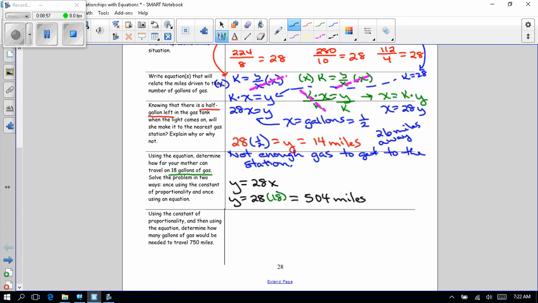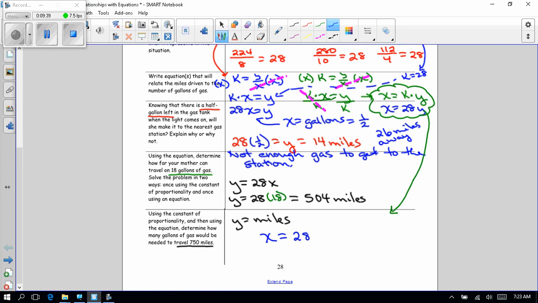Using the constant of proportionality and then using the equation, determine how many gallons of gas would be needed to travel 750 miles. Well, now I know the number of miles. Remember, the number of miles is y. Y equals miles. So I'm going to use that other equation. I'm going to use this equation over here and bring that one down. All right, I'm going to use that equation because I want to know the number of gallons of gas it takes to go 750.